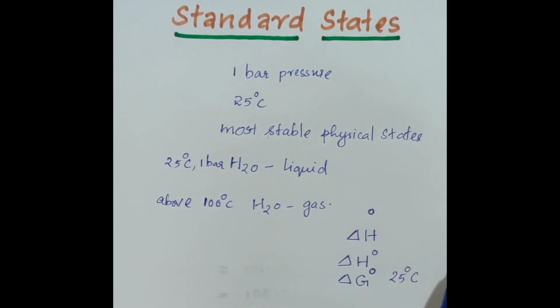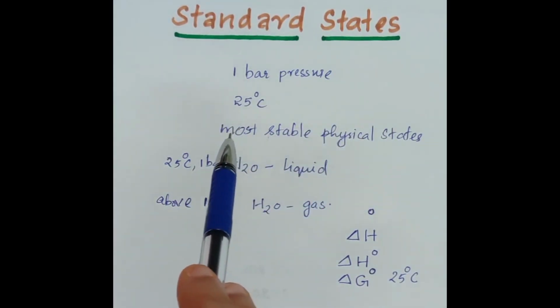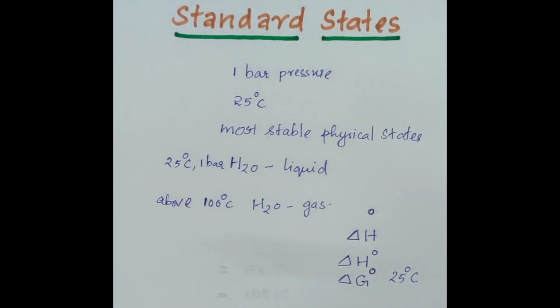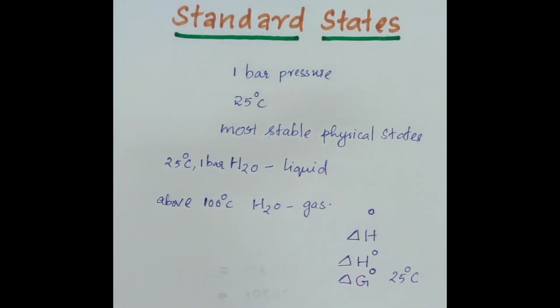For all substances, the most stable physical state is the standard state. One example is water: water at standard state exists as liquid. Standard state means 1 bar pressure and 25 degrees Celsius. So let us wind up the section. Thank you.